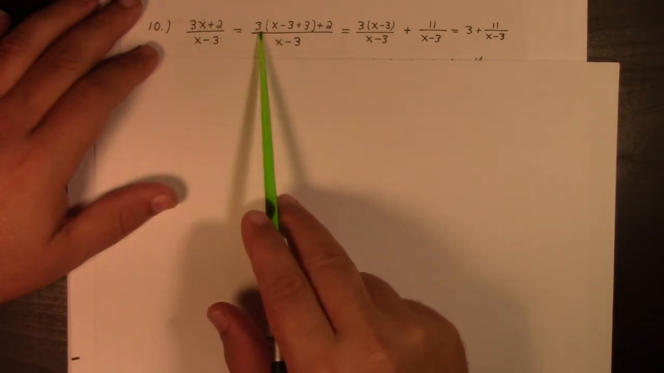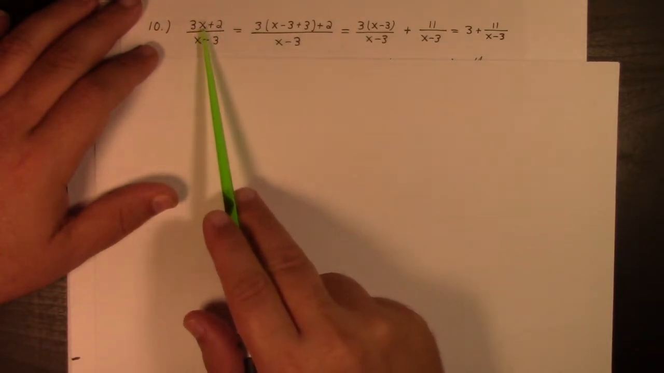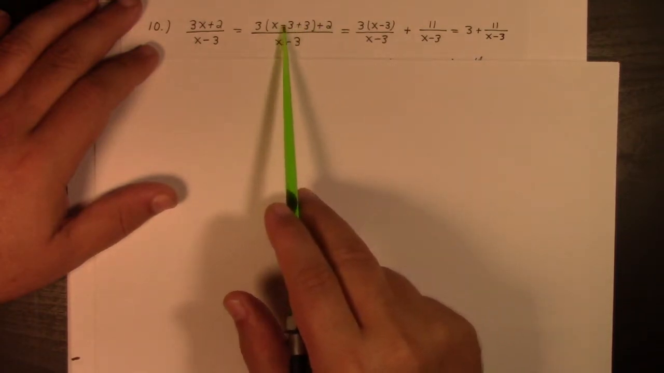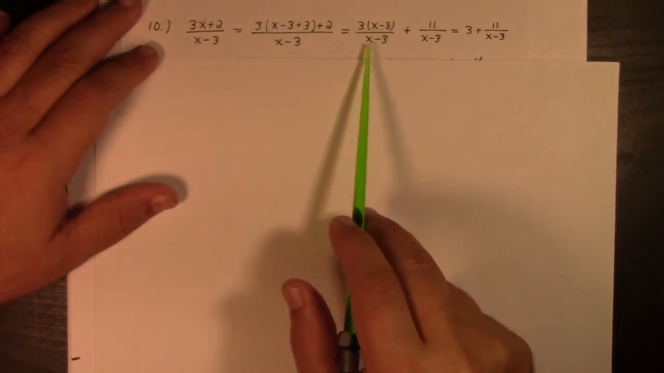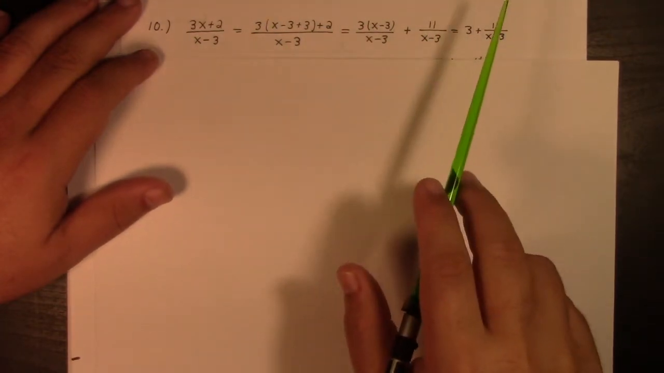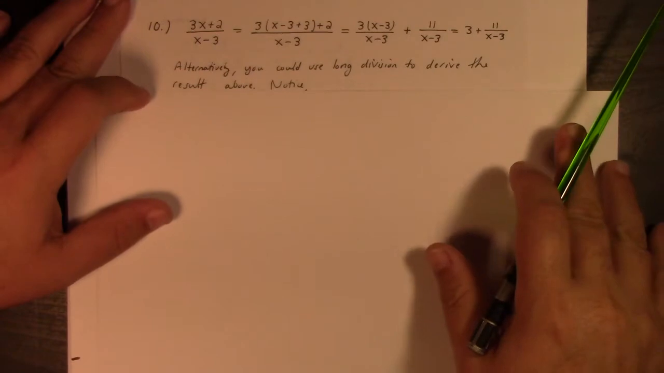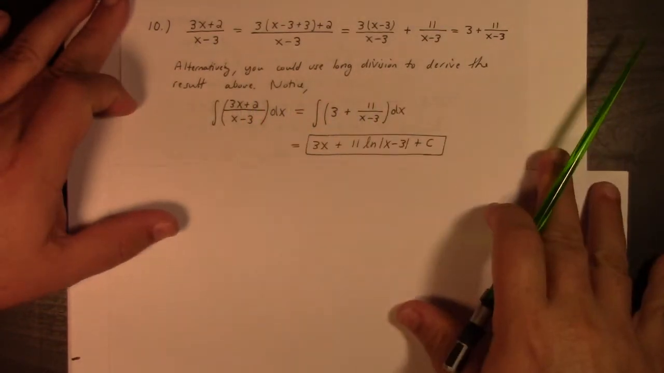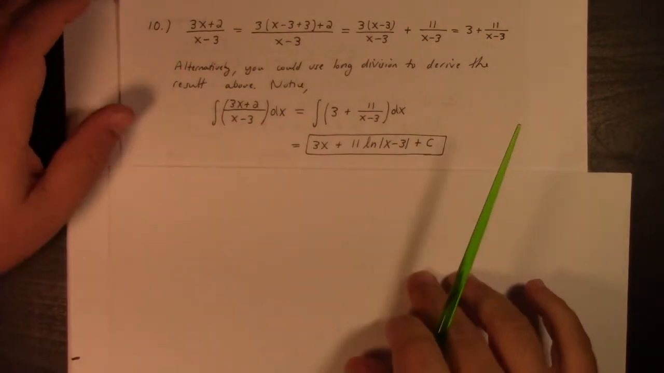Now the way I did that here was sneaky. I just added 0. I said, I will add and subtract 3, because when I do that, I can cancel the x minus 3 from this term, and I can keep the 3 times 3 plus 2, which is 11 over there, and it gives me that. And once I have that, then we can integrate. So this integrates to that, which is that. It's a piece of cake.